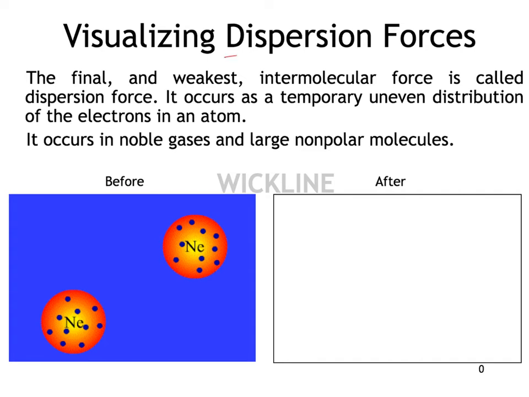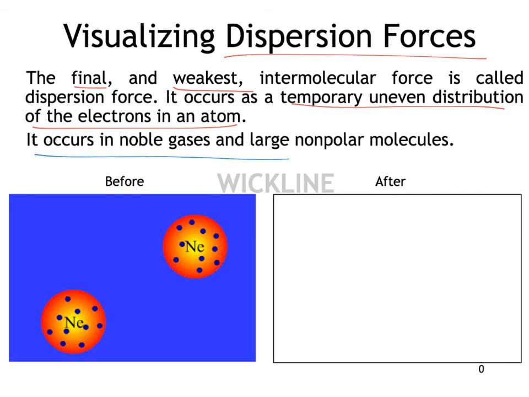And lastly, I have an intermolecular force that I want you to know called dispersion force. It is the final intermolecular force that I will discuss, and also the weakest. It occurs as a temporary uneven distribution of the electrons in an atom. It also, and please do write this down, occurs only in noble gases and other large nonpolar molecules.